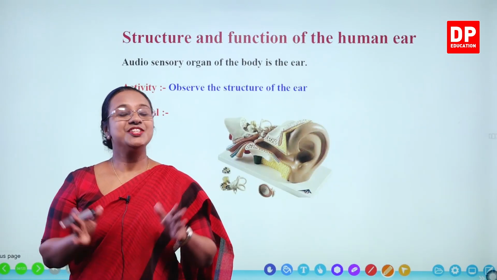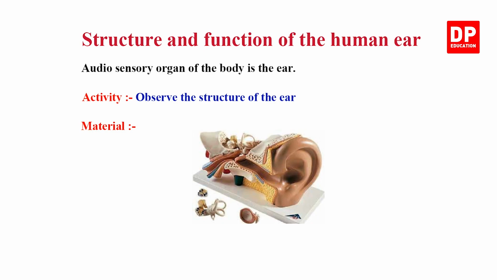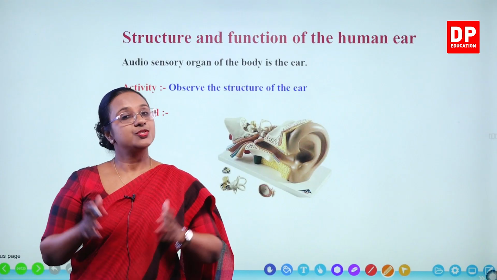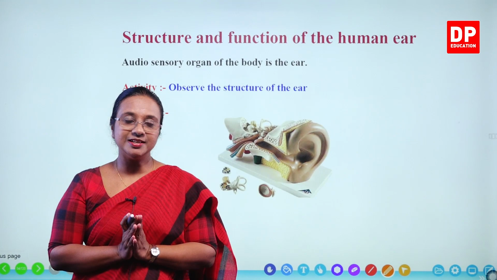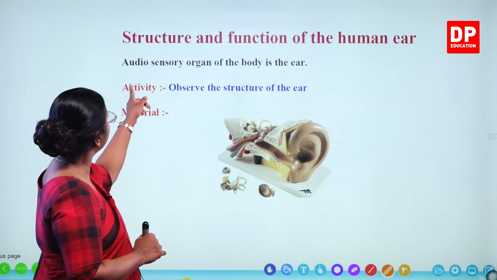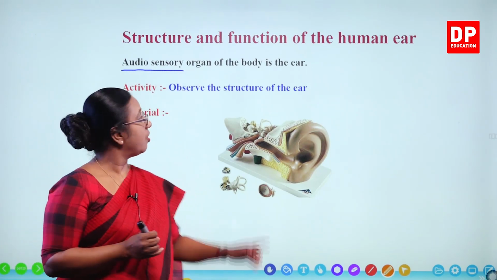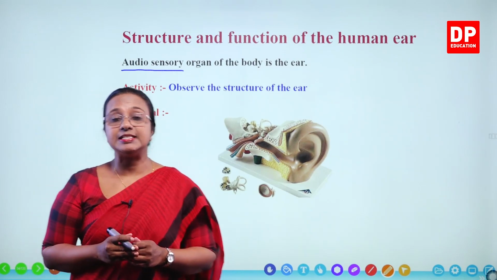Okay, students. So now I am going to discuss with you all the structure and function of the human ear. So you all know why we use the human ear, or the ear, for hearing. So that is the audio sensory organ of the body. The audio sensory organ of the body is the ear.